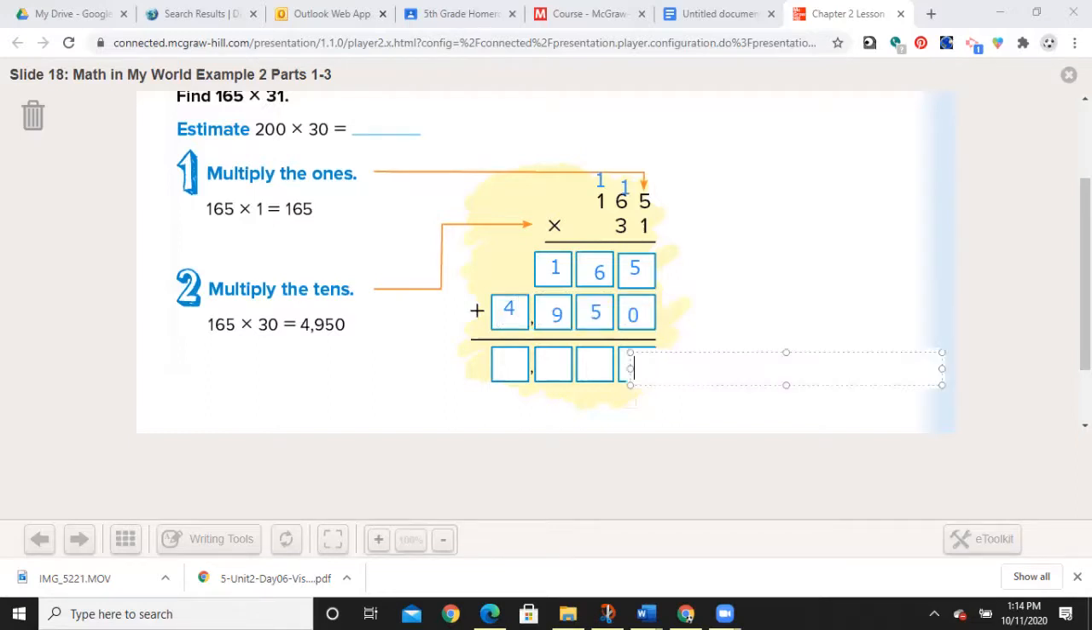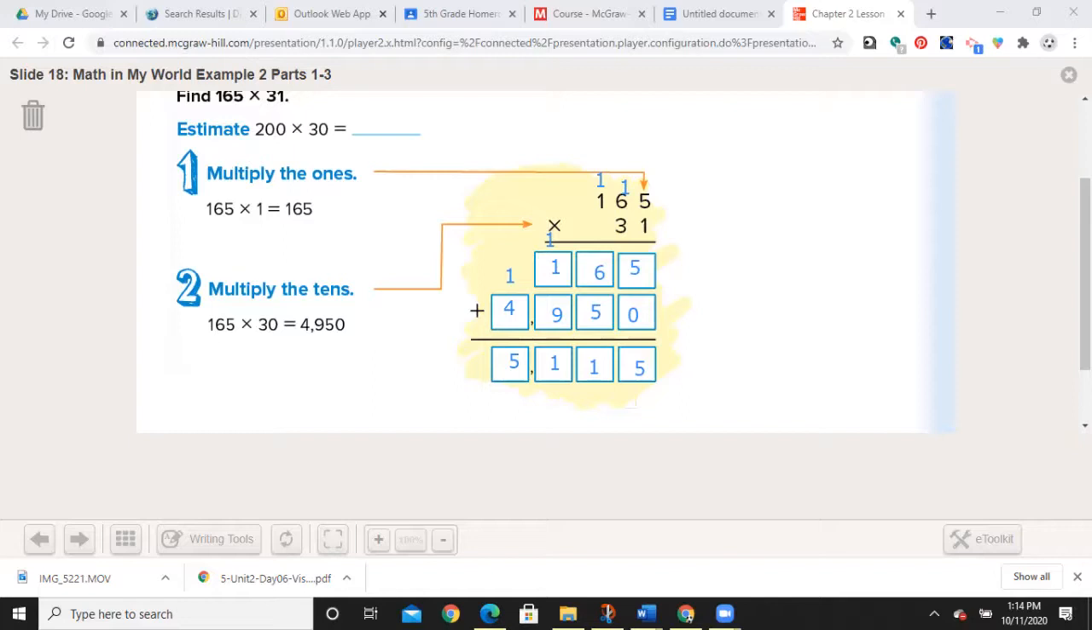Let's go ahead and add. 5, 6 and 5 is 11. I'll put a 1 up here just to remember it. 1 and 1 is 2, plus 9 is 11. Put a 1 here. 1 and 4 is 5. 5,115. Make sure that's written in, and then we'll check our answer.